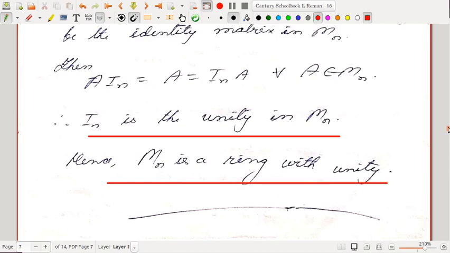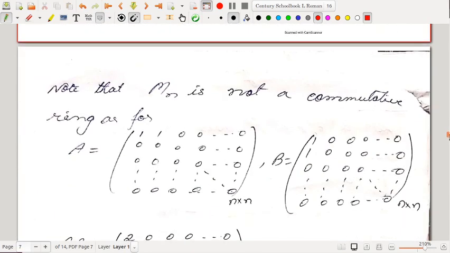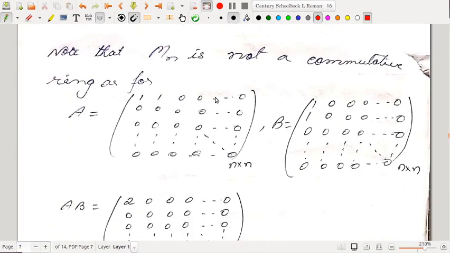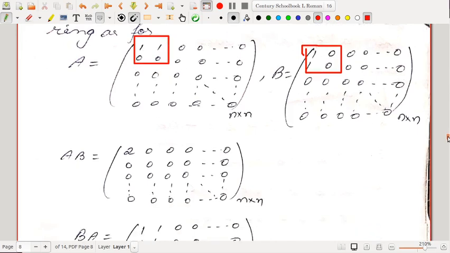So the set of n by n matrices with respect to the usual matrix addition and multiplication is a ring with unity, but it is not a commutative ring. Just as in the earlier class, we have seen this small example: the matrix 1 1 0 0 multiplied with 1 0 1 0. It's not commutative, and the same example will work here as well. We take all other elements as 0, and only the 2 by 2 submatrix we take as 1 1 0 0 and 1 0 1 0. If you take the product, you will see.